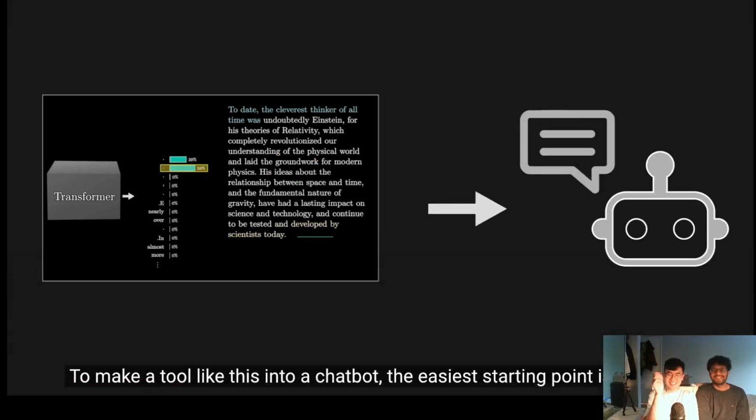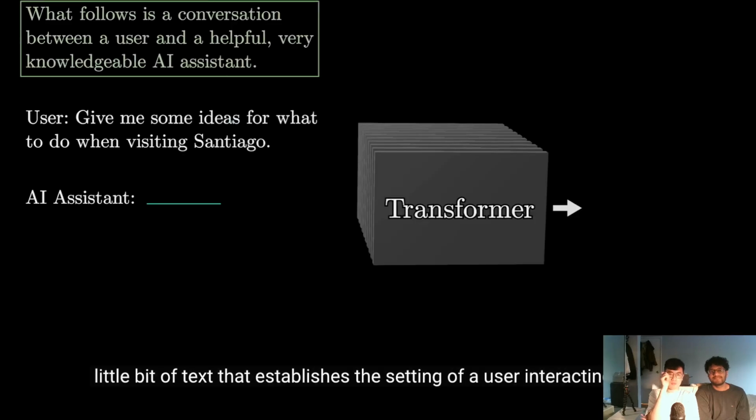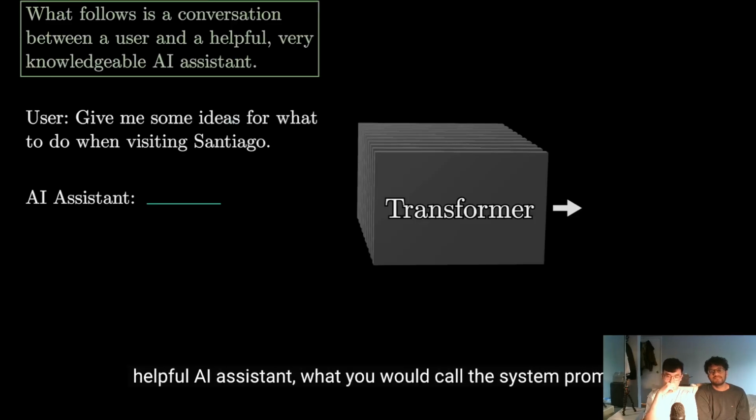To make a tool like this into a chatbot, the easiest starting point is to have a little bit of text that establishes the setting of a user interacting with a helpful AI assistant, what you would call the system prompt.